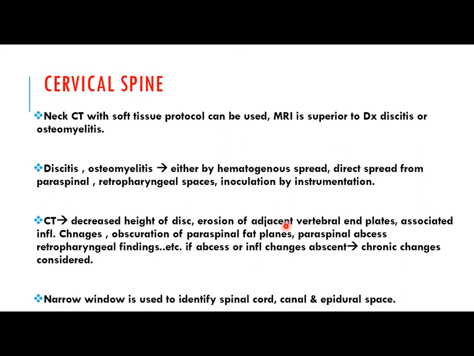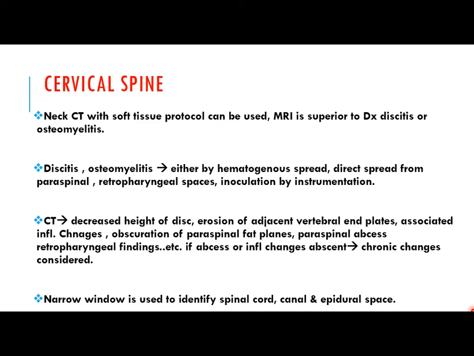Another entity to look at in the neck CT scan is the cervical spine. We have to look at the cervical spine as a routine part of the examination of the neck. We can use the neck CT with a soft tissue protocol, but actually MRI is superior to CT to diagnose discitis or osteomyelitis. Discitis or osteomyelitis occurs either by hematogenous spread, direct spread from paraspinal or retropharyngeal infection, or inoculation by instrumentation. In the CT, we find a decreased height of the disc.